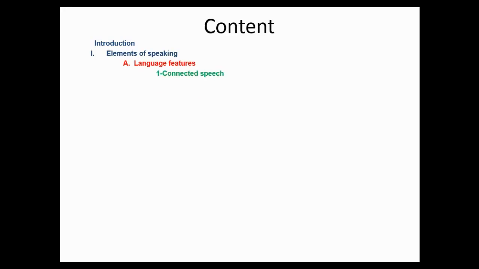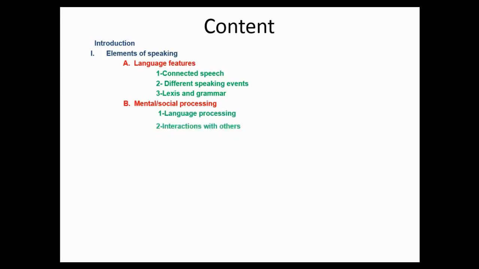We would like to share with you the most important steps that we have in the content. We have the introduction, elements of speaking, language features, which is divided into connected speech, different speaking events, and lexis and grammar, and then mental and social processing. First one, language processing. Second one, interactions with others. Third one, information processing. And then in the second part, we have teaching speaking strategies and activities.